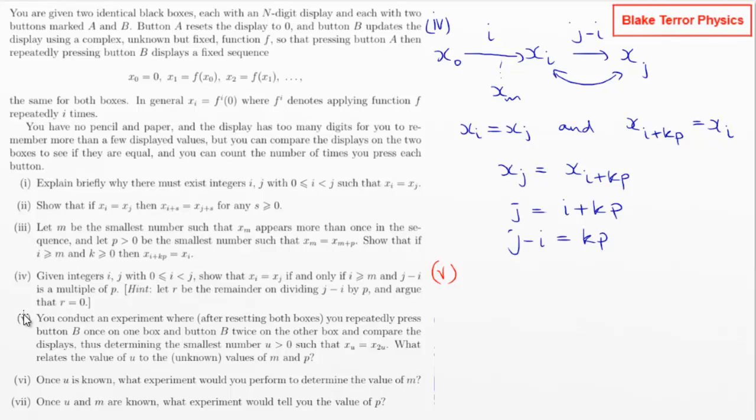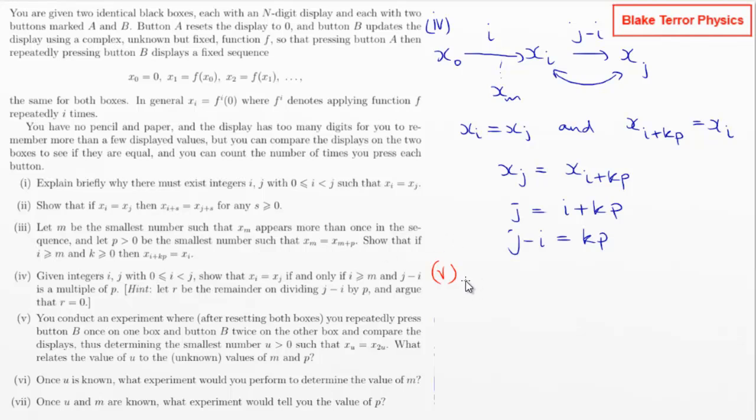Part 5. You conduct an experiment where after resetting both boxes, you repeatedly press button B once on one box and button B twice on the other box and compare the displays, thus determining the smallest number u greater than 0 such that x of u is x of 2u. What relates the value of u to the unknown values m and p?